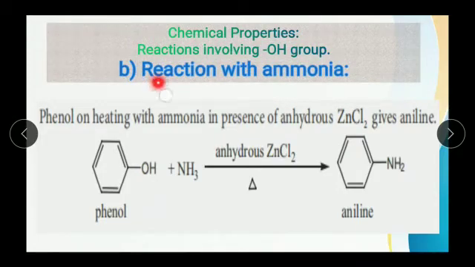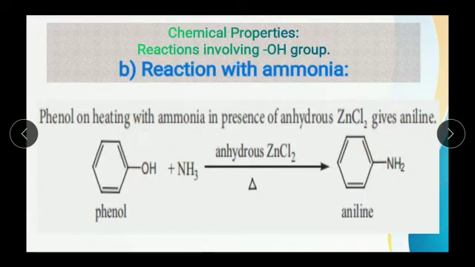Second one, reaction with ammonia. Phenol on heating with ammonia in the presence of anhydrous zinc chloride gives aniline. What is aniline? Benzene ring with NH2. Here a replacement of functional group is happening. If we react the phenol with ammonia in presence of anhydrous zinc chloride on heating, we are getting aniline. In phenol, OH group is replaced with NH2.